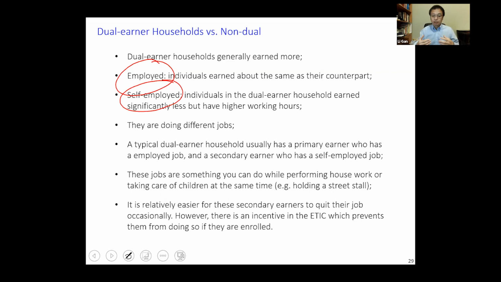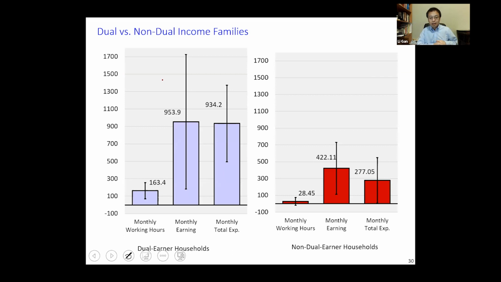This is taking care of children. So these jobs are easy to quit, and to quit occasionally. So what we believe is that the incentives given to them encourage them to keep working, keep doing this job rather than quitting or coming back. This is what we believe happened. So this is what you can see.